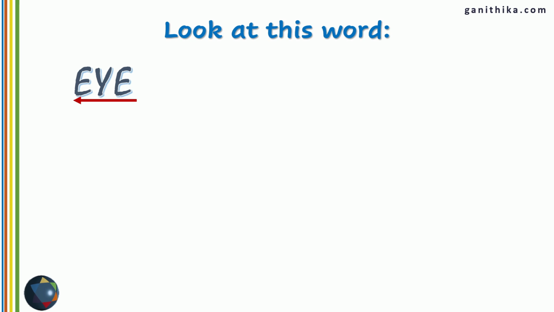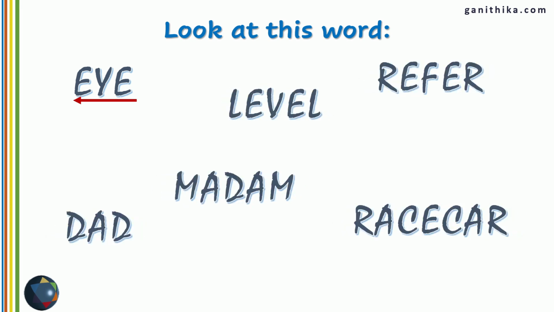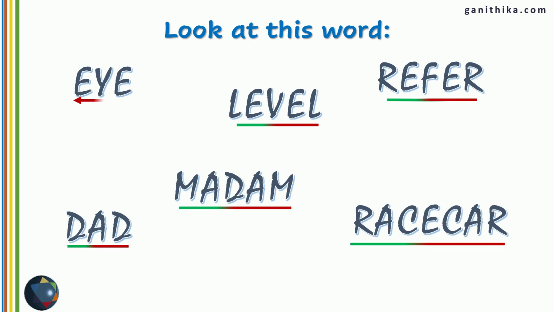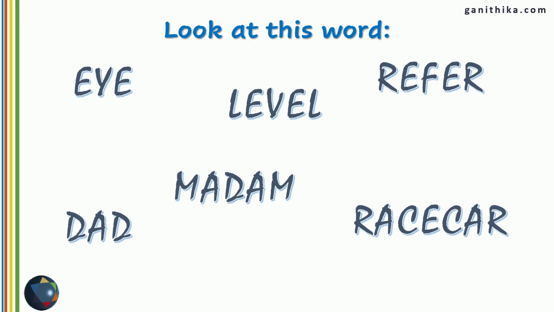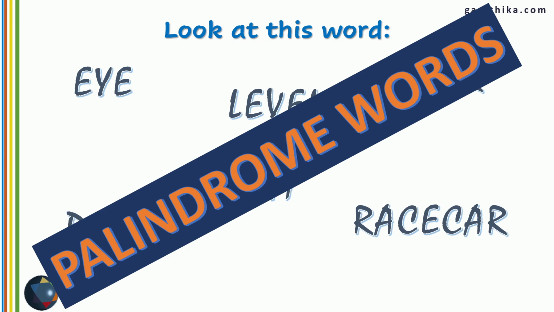There are also several words like this in English. Level, refer, madam, dad, race car, and more. You can see that all these words spell the same from both sides, and these words are called palindrome words. Do you have such words in your language? Share it in the comment box below so that we can all learn from each other.